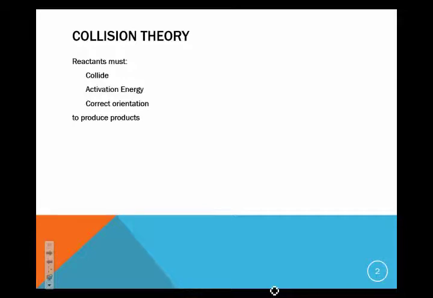In order for a chemical reaction to occur, collision theory describes the scenario, the setup, the characteristics, I guess, of what has to happen in order for reactants to form products. It turns out that reactants have to actually collide with each other. If you think about your atoms as having to get together to make a molecule, then they need to be in close proximity.